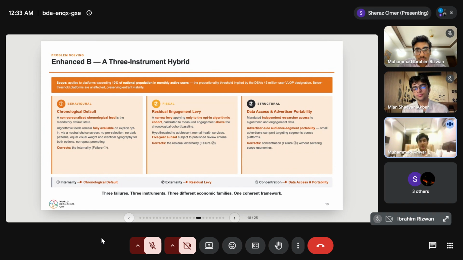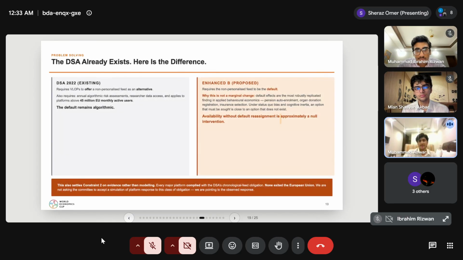Mandated data access for independent researchers and portability of targeting segments for small advertisers address concentration without requiring separation of shared infrastructure. Moving from option B to this hybrid marked on the frontier chart buys a substantial increase in welfare gain for a small increase in risk. On to the next slide.